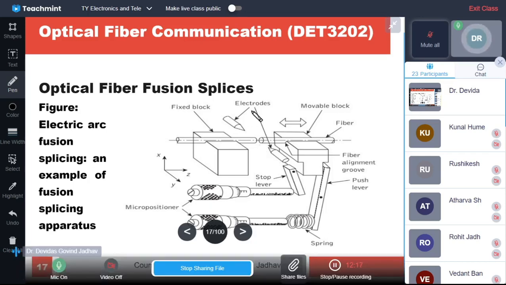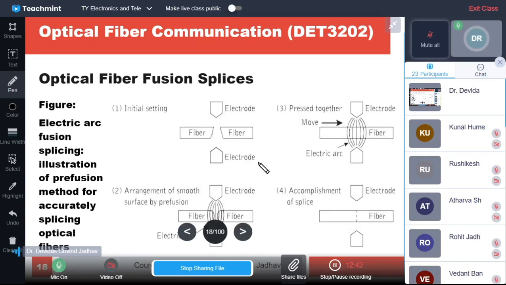Then the electrodes generate the arc, and pre-fusion is there, and then the fibers are pressed against each other and fusion is there. The fusion is momentary, a very controlled, very small time, so that the fibers do not get destroyed, because they are very small, of micrometer diameter. And then they are allowed to cool. These four steps are shown here.